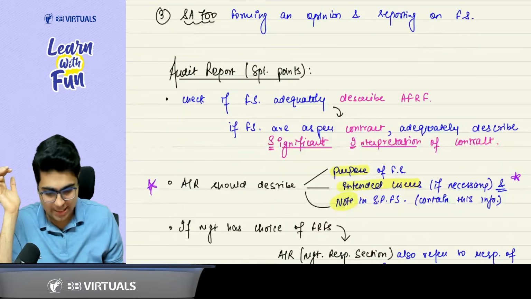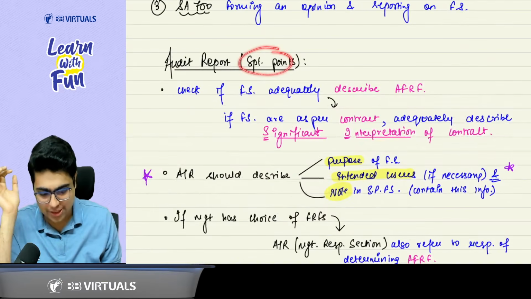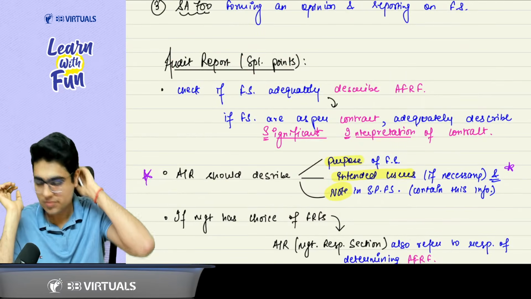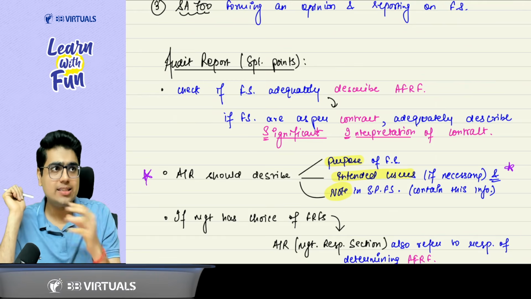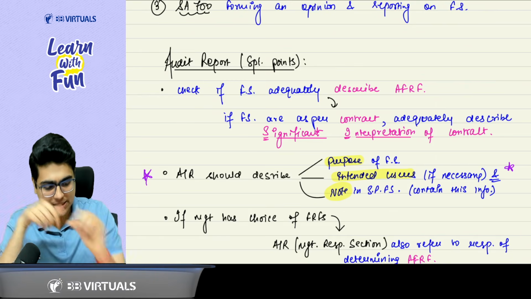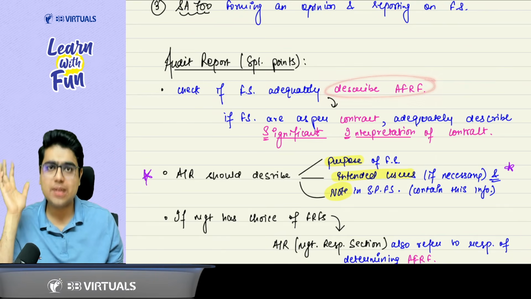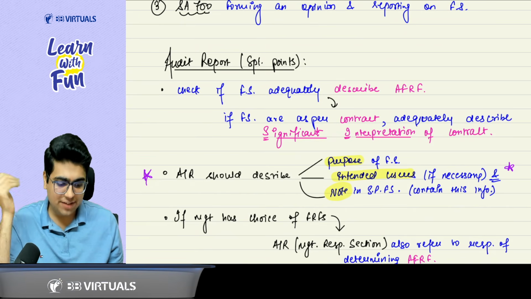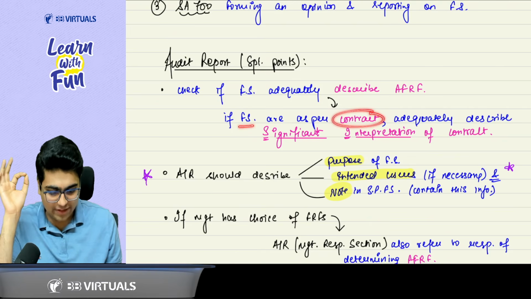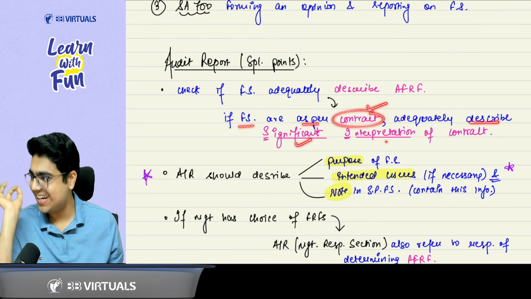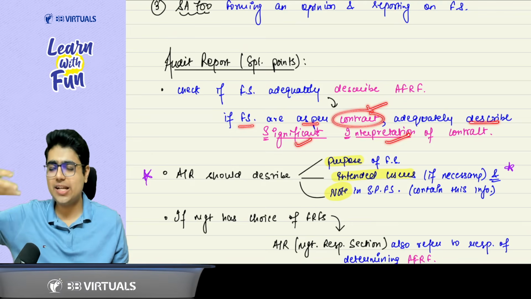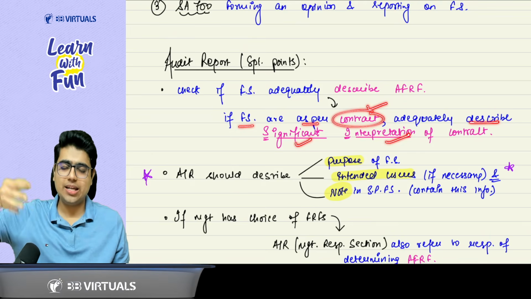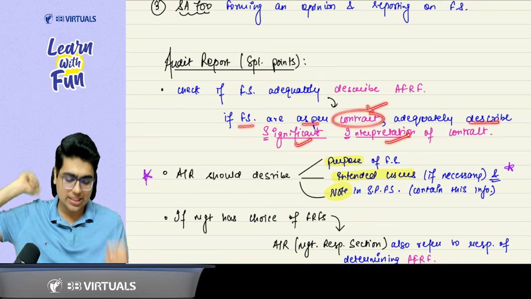Let's begin. What are the special points of the audit report? Please focus here. See, in the audit report, the first thing that you have to check as an auditor is whether the financial statements adequately describe the applicable FRF. But now the FRF is a contract. So if the financial statements are prepared as per contract, they should describe significant interpretations of the contract. What was the significant interpretation? That if you adopt any other interpretation, it will lead to a material difference in the financial statement.